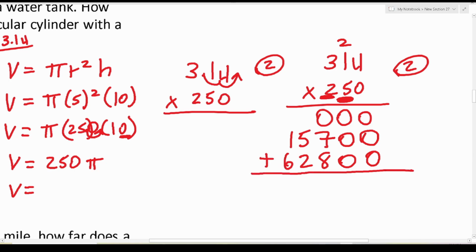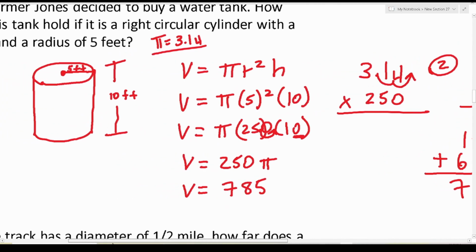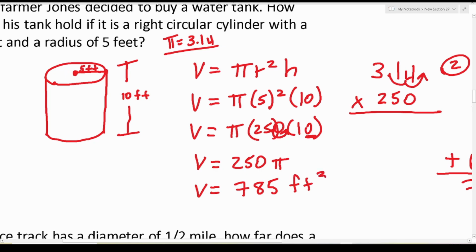Let's add this all up. 0 plus 0 plus 0 is 0. 0 plus 0 plus 0 is 0. 7 plus 8 is going to be 15, so we're going to carry a 1. 5 plus 2 is 7, plus 1 is 8. And 6 plus 1 is 7. Bring our 2 decimals back in. So we can see the volume of water that this tank holds is 785. And this was given in feet, so this is feet cubed.